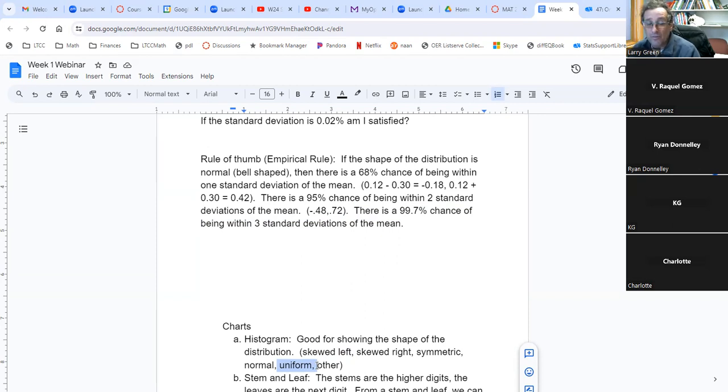Okay, so uniform turns out that the height of the distribution, instead of starting low, going high, and going back low, that'd be normal. Uniform means you start here and you just go like that. You don't go up, you don't go down, you just always stay the same. Do you see that? And it's just a rectangle, it turns out. And that's uniform. And then there's other distributions too. Okay, histograms are really good for that.